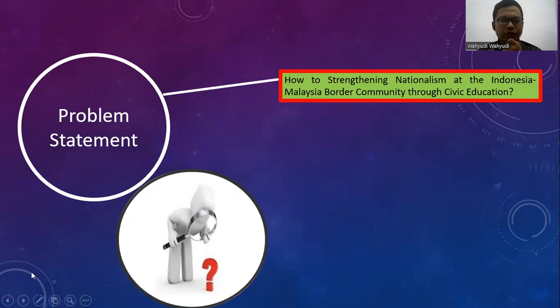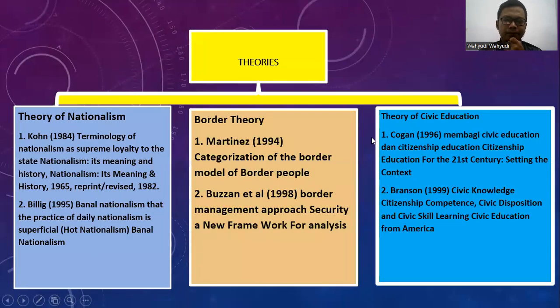Before answering this question, I have theories. The first is the theory of nationalism, where I use Kahn and Billig. The second is border theory from Martinez and Boesen. And third, the theory of civic education by Kogan and Branson.